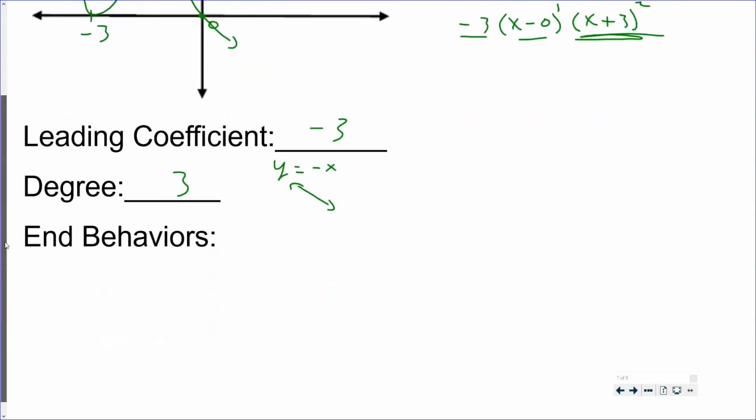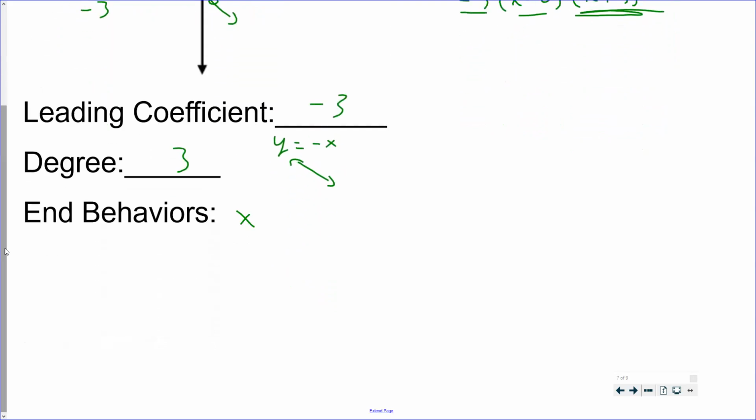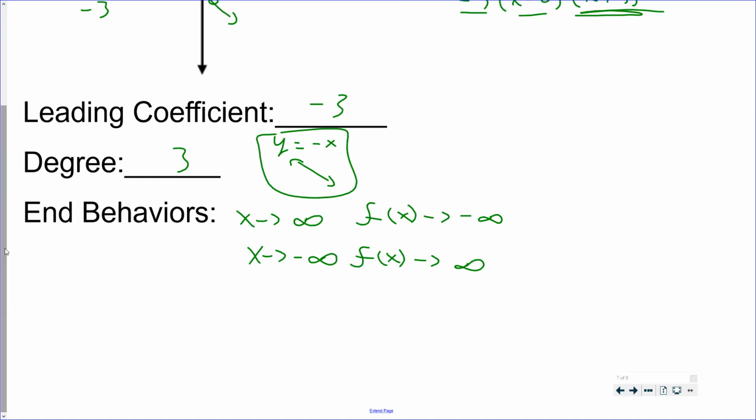All right, so if I look at my end behavior, as x goes to infinity, f of x is going to -infinity. And as x goes to -infinity, f of x is going to infinity. Right, the same end behaviors as y equals -x. They're both odd degree functions that have a negative leading coefficient, because y equals -x is raised to the first power, 1 is still odd.